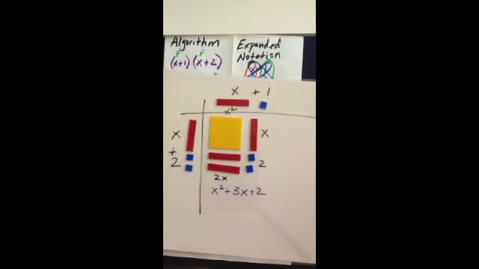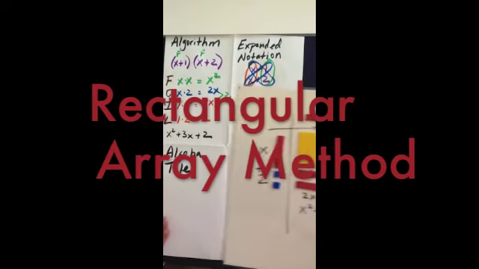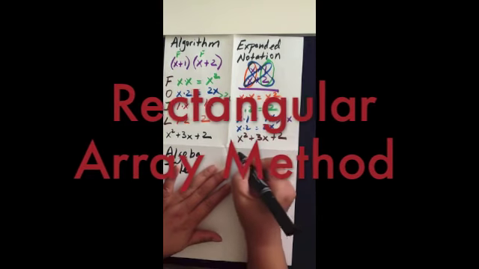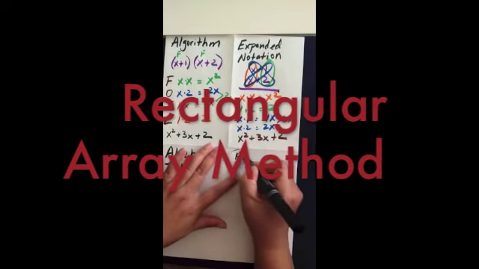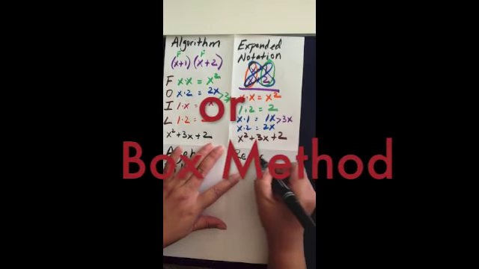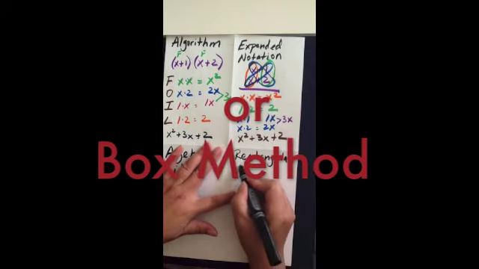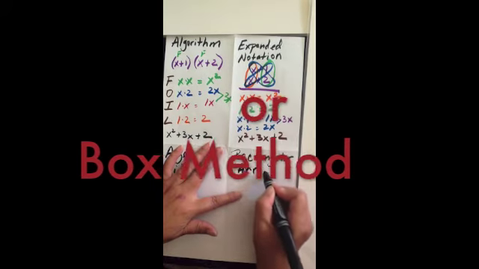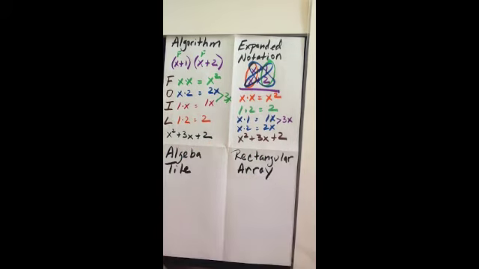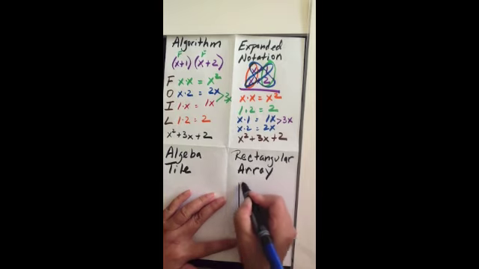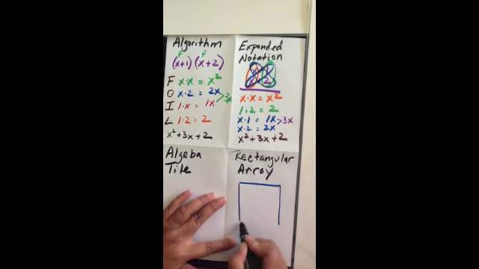We're going to go to our fourth and final step. So I'm going to move the algebra tiles and now we're going to go to that rectangular array, which some people like to call the box method. Both represent the same thing that we are going to demonstrate. Again, since it was a binomial times a binomial, I'm going to draw a 2 by 2 box to represent that.